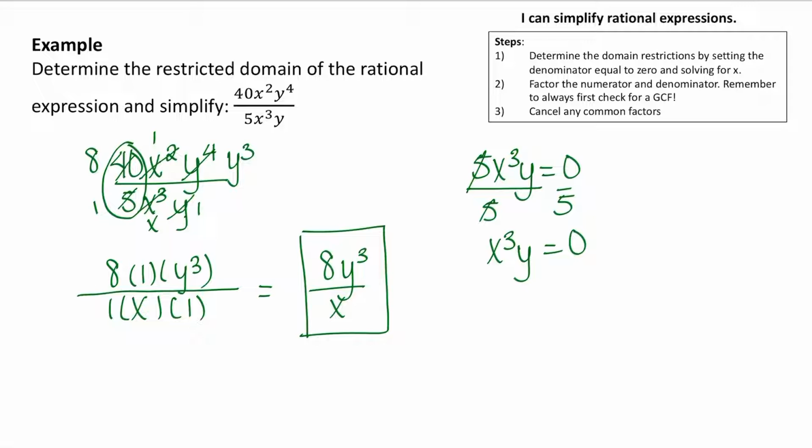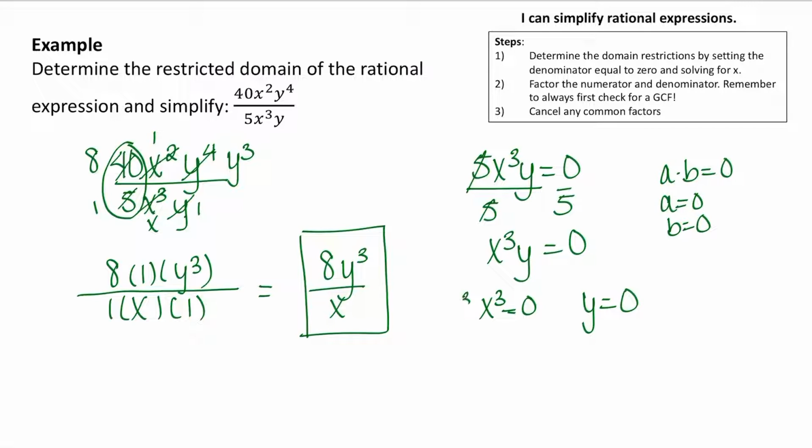So that means that either x cubed equals 0 or y equals 0, right? Because we have that zero product property, which says that if two things multiply to equal 0, that means that either a equals 0 or b equals 0, right? You can think about that. The only way to multiply two numbers and get 0 is if one of them is equal to 0. So y equals 0 is one solution. We also have x cubed equals 0.